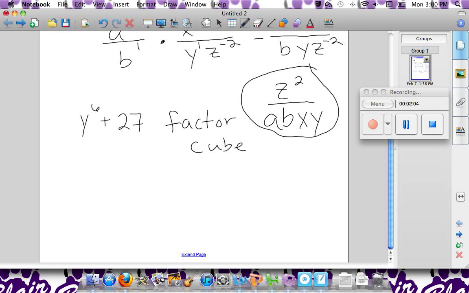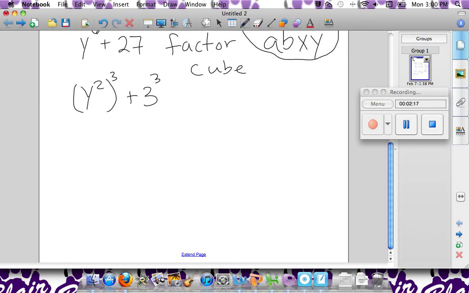Now, the cubed root of y to the 6 is y to the second. So I'm going to rewrite this as y to the second to the third, and the cubed root of 27 is 3 to the third. So first thing I always do is I rewrite these in factoring form. Now cubes, I always have a small parenthesis and then a large parenthesis. My signs are either positive, negative, positive, or negative, positive, positive, which means I have two positives, one negative.